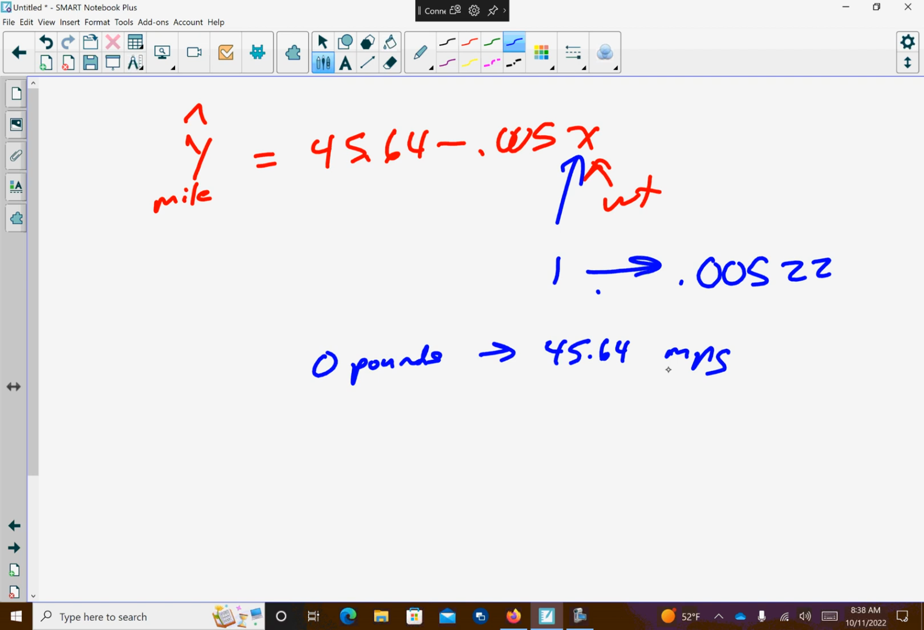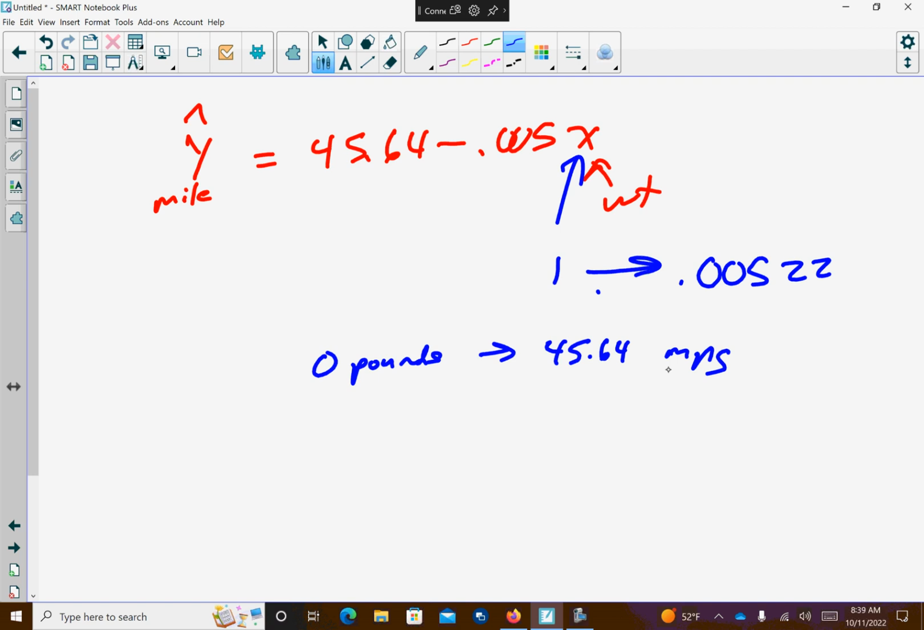The y-intercept is an extrapolated piece of data. Our data does not have anything sitting on the 0 or on the y-axis. It's extrapolation. It's not to be trusted. And let's face it, we're not going to have a vehicle that weighs 0 pounds.